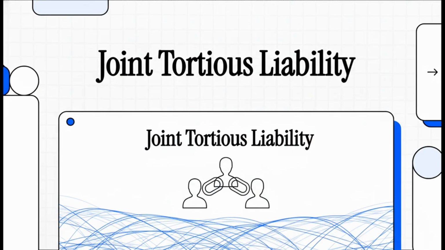In this explainer, we will address a fundamental question in tort law. What happens when a single wrongful act is caused by multiple people? We will examine who is liable, who can be sued, and how responsibility for damages is ultimately divided. This is the legal concept of joint liability.